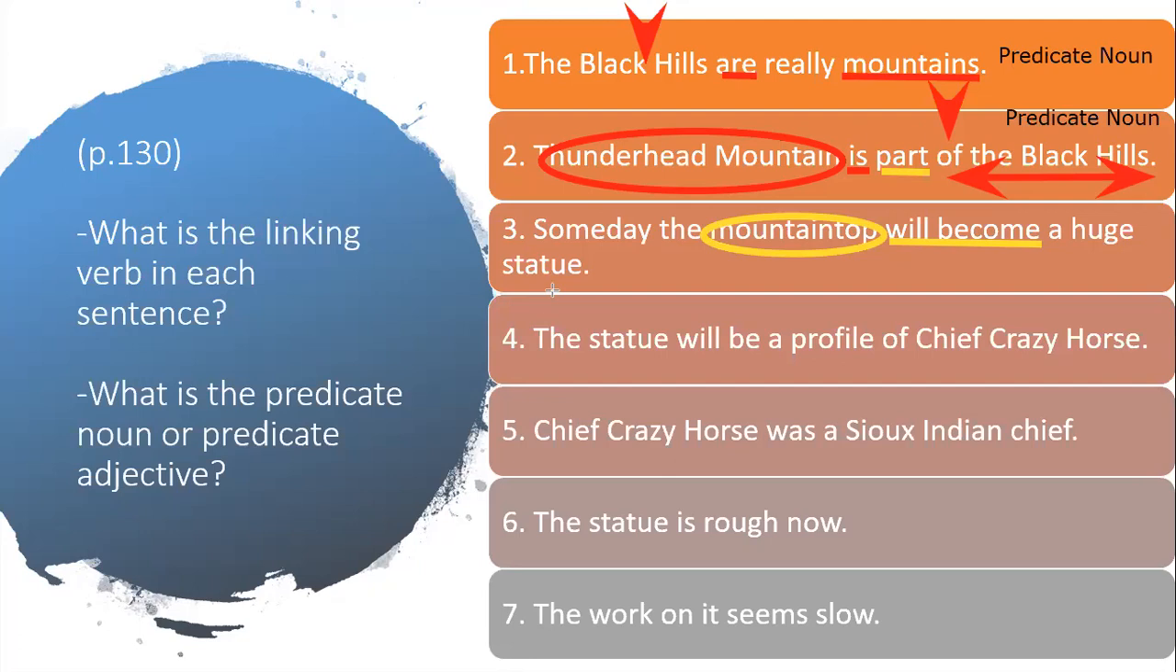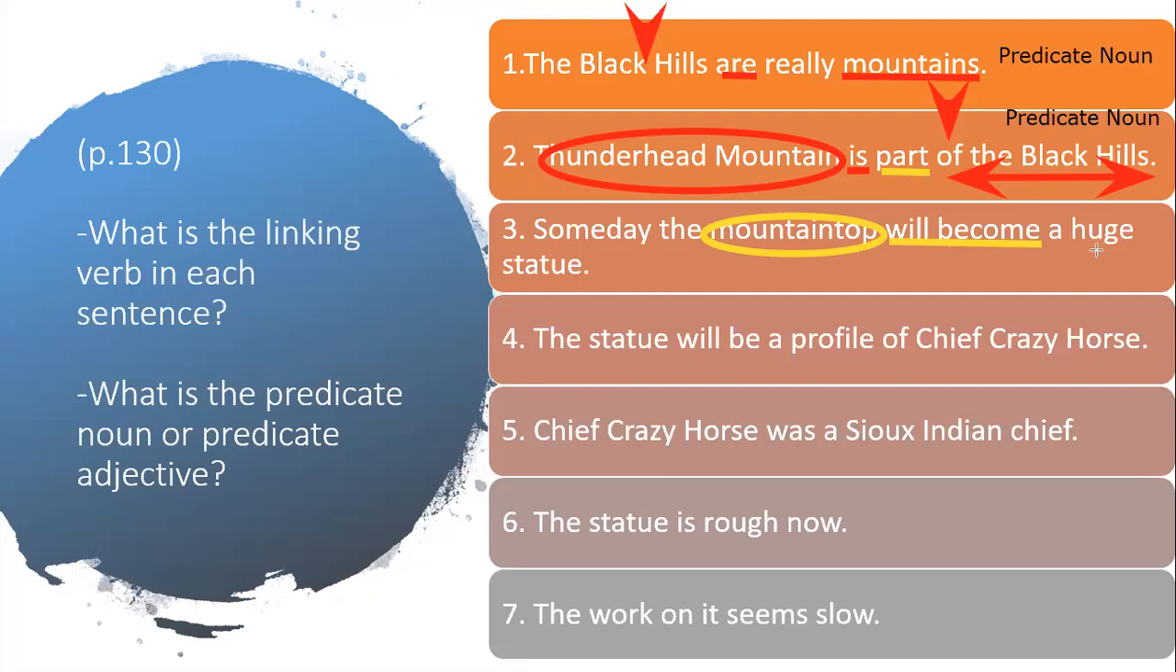Well, when this happens, you have to be careful because don't forget that either the noun, pronoun, or adjective needs to be linked to the subject. So if you see an adjective, that adjective needs to describe the subject, not another word. If you found a noun, that noun in the predicate has to rename the subject. Okay? Nothing else. So let's read this again. Will become a huge statue.